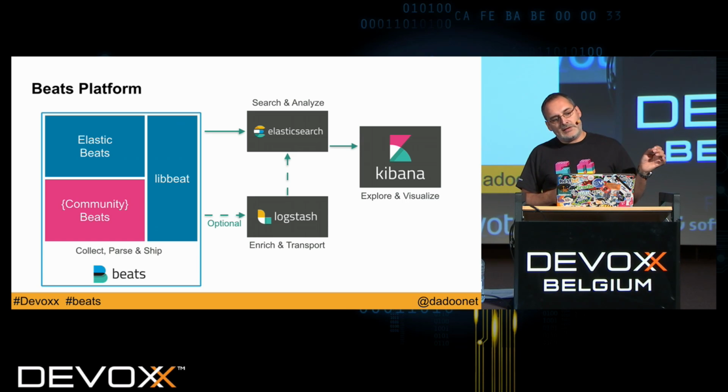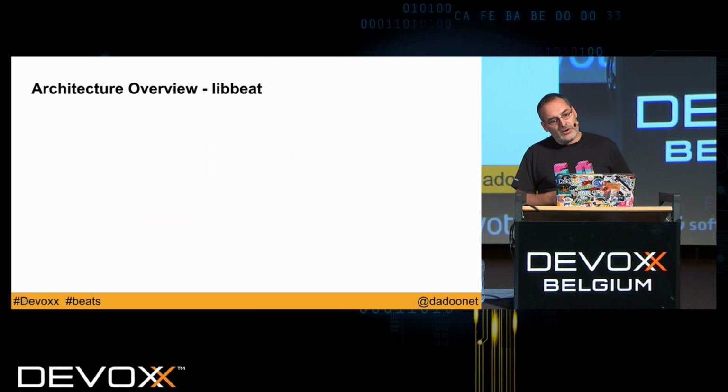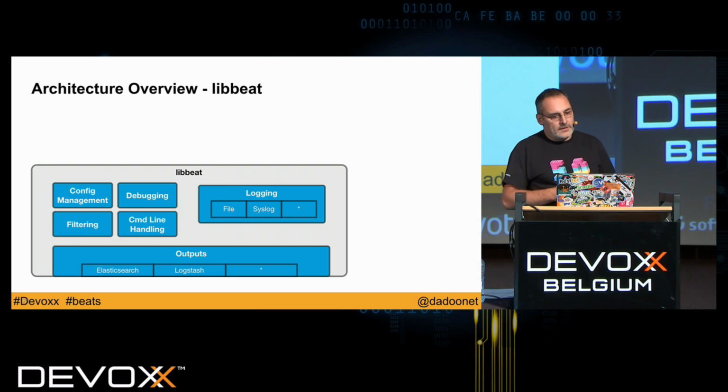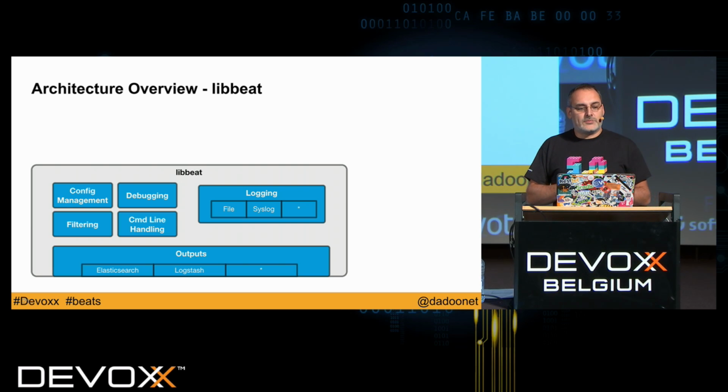Beats that Elastic is building and community Beats are all based on this Libbeat library. So what we have inside Libbeat is a config management part. So it means that anytime you want to add Beat configuration, this is coming for free. Debugging, filtering, for example, maybe some lines, you don't want to send some lines to Elasticsearch. For example, I don't want to send all the 200 codes to Elasticsearch. It doesn't make sense. I just want to send errors to Elasticsearch. So you can filter lines. This is coming as part of Libbeat.